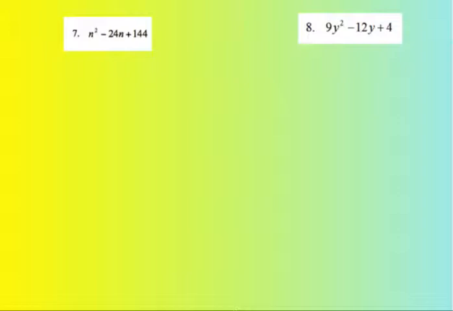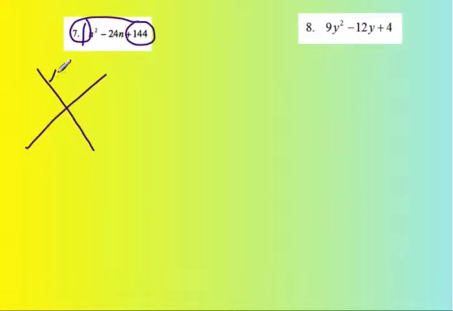So I'm going to set up the x on number 7. For that, remember you want to multiply your first and your last. So we're multiplying to 144 and adding to negative 24. So we need to think about what multiplies to 144 and adds to negative 24. Both signs need to be negative to multiply to a positive product. So I'm going to have negative 12 and negative 12.